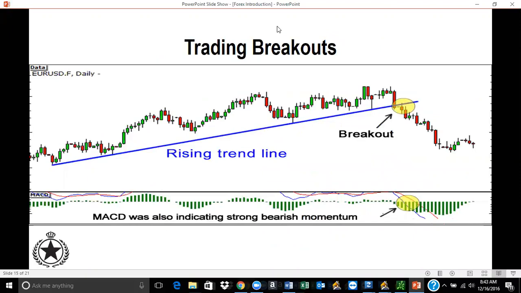All right. We're talking breakout trading here. We talked about this previously where, okay, here's the previous low. That was the previous low. And we said, when the market breaks this line, we're going to trade this.